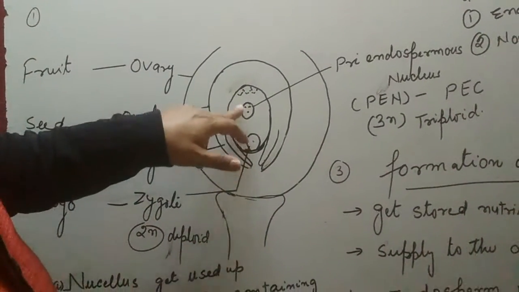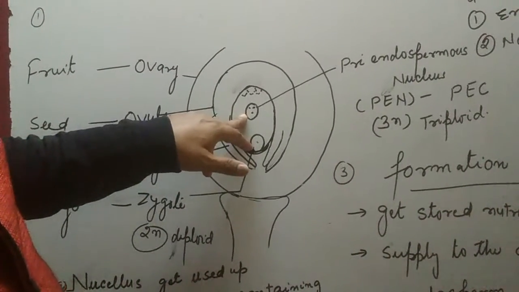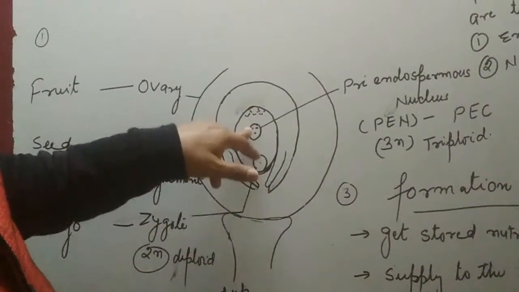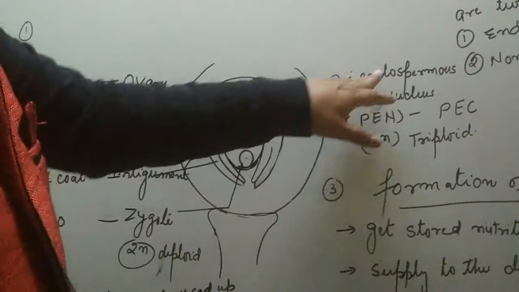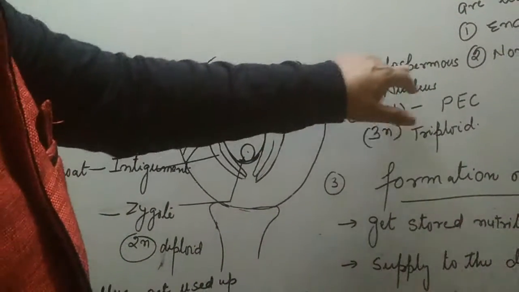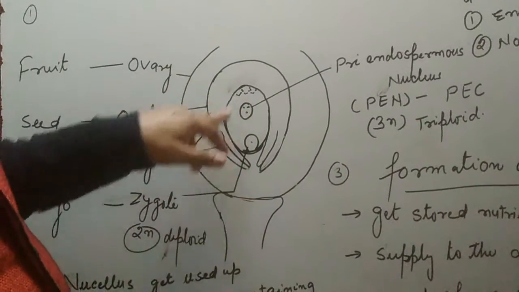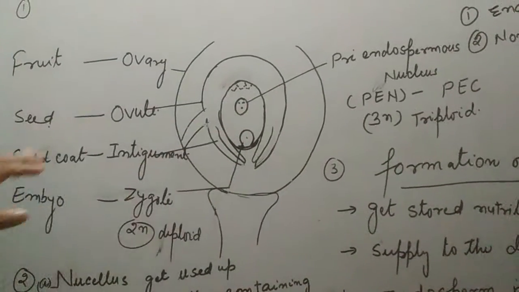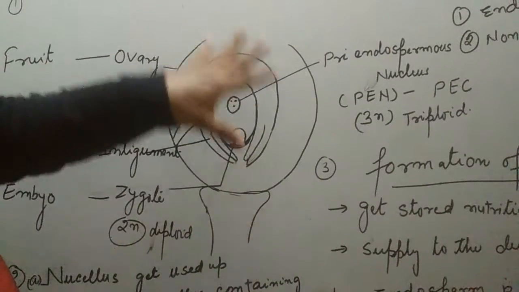And here the polar nuclei come together to form the secondary nucleus, and the secondary nucleus fuses with the male gamete to form the primary endospermous cell. We can say primary endospermous cell or primary endospermous nucleus. It is triploid in number. The antipodal cells and synergid cells totally degenerate or disappear. So what types of changes take place after fertilization inside the ovary?